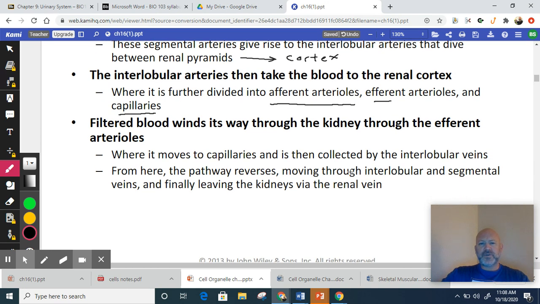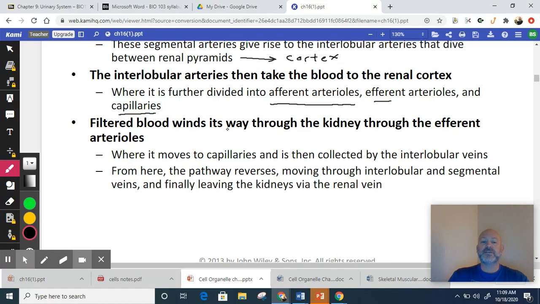All right, so the filtered blood, after it goes through the afferent arteriole and after it goes through the filtration process in the beginning of the nephron, will then leave the glomerular portion, and it will find its way through the efferent arterioles and then into the peritubular capillaries. From the peritubular capillaries, it will continue to move through the interlobular and then segmental veins.